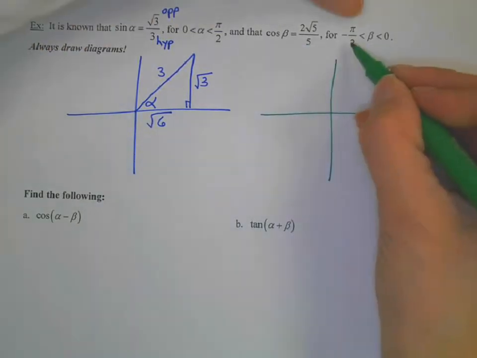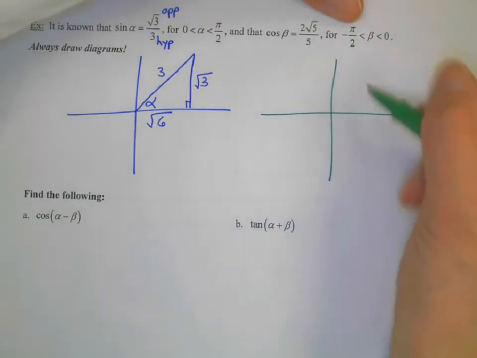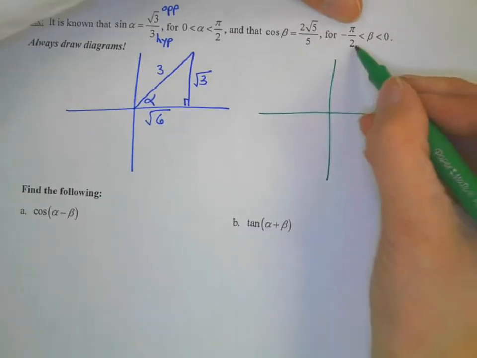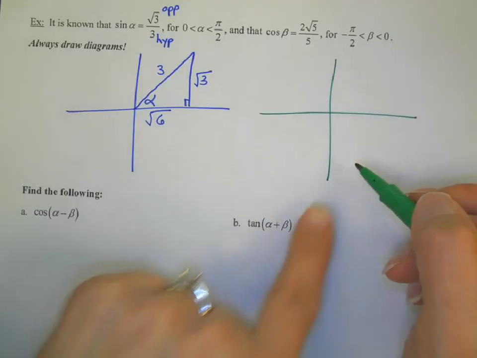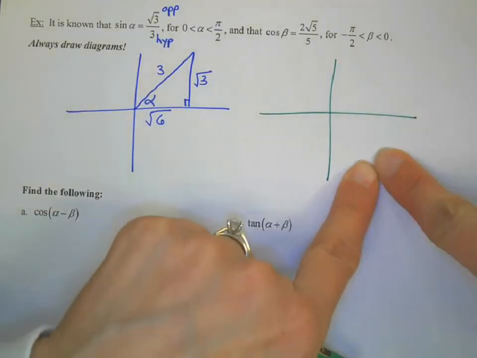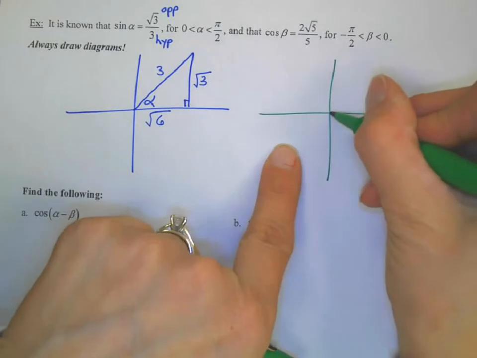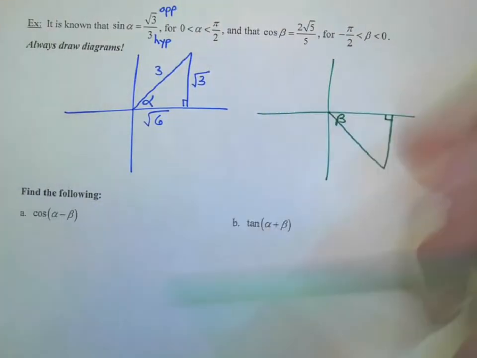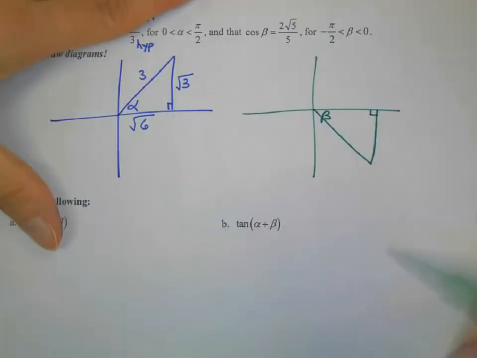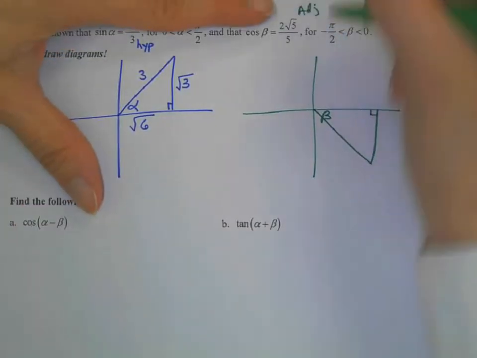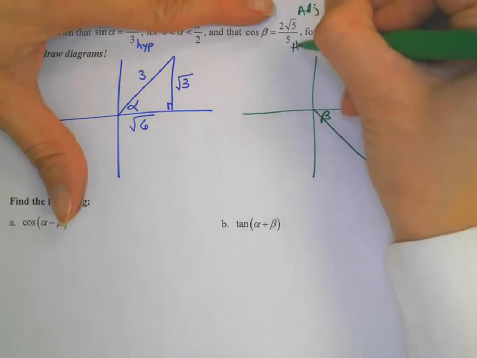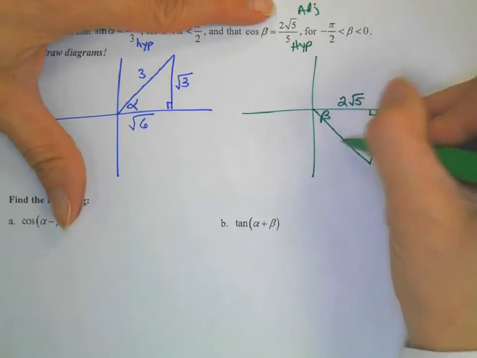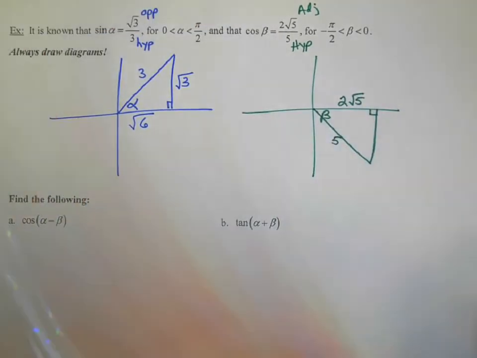Now let's take a look at the beta picture. Beta is between negative pi over 2 and 0. Negative pi over 2 would be swinging down to here, so between here and here puts me in quadrant 4. Quadrant 4 is the clue for that one. So let's draw the triangle with the beta. Cosine is adjacent over hypotenuse. The adjacent is 2 radical 5, hypotenuse 5.